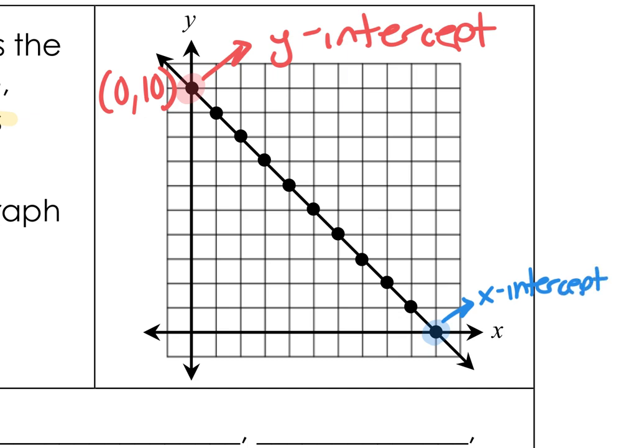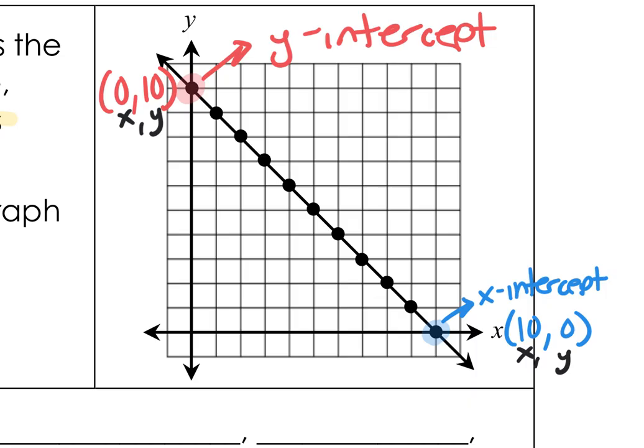This point is happening at 10, 0. You know when you have an ordered pair, it's always x, comma, y. Let's label that. That's x, y. That's x, y. An interesting thing happens with an x and a y-intercept.